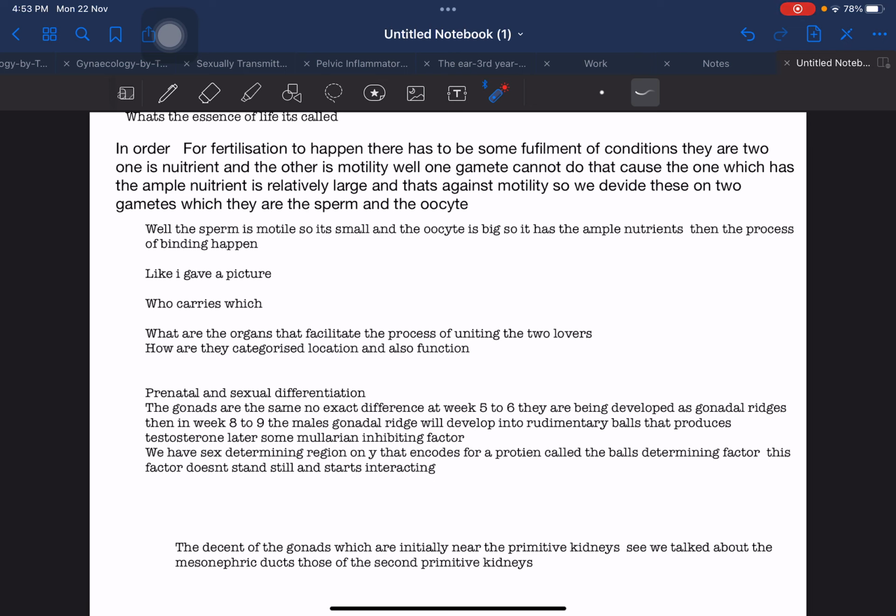So due to this interaction, now the book just mentioned the male gonads. How do they appear in weeks 8 and 9? We said some slight differentiation happens in weeks 8 and 9, when the gonadal ridges appear as rudimentary testes. Why do we say rudimentary? Because it's not producing sperm yet. Rudimentary testes produce testosterone. Testosterone is produced by the Leydig cells, the interstitial cells, not Sertoli cells. Sertoli cells form the Mullerian inhibiting factor.